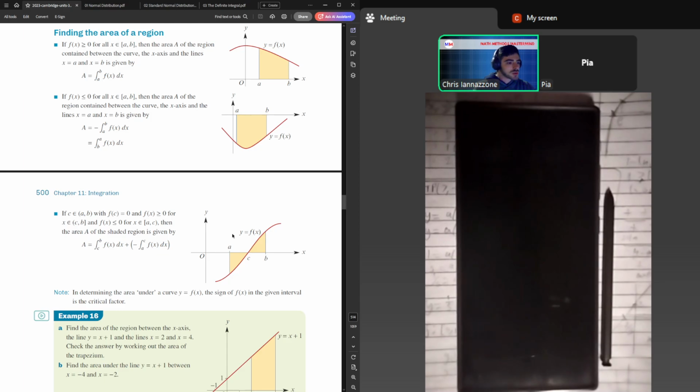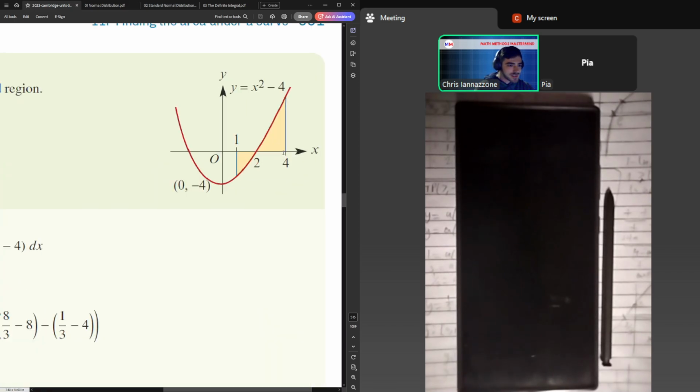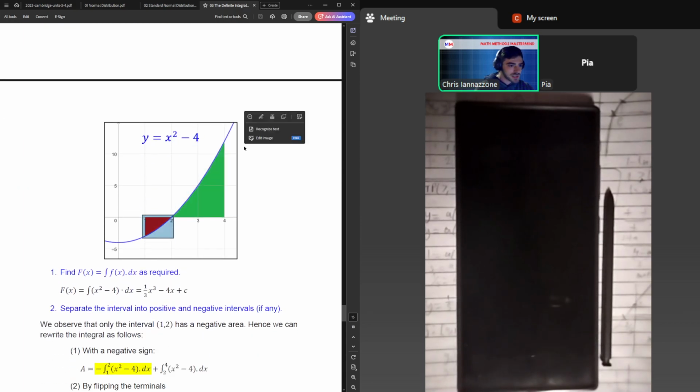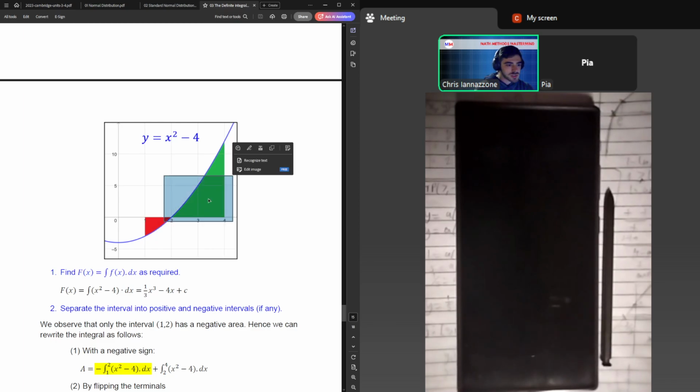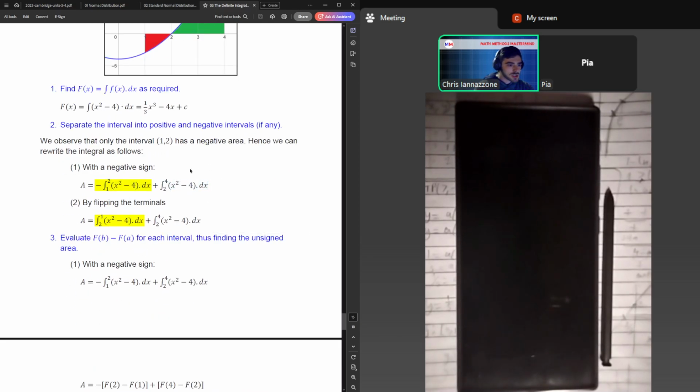In a lot of cases though, you don't actually want it to be considered signed, you want all of it to be considered positive. And so what you do in that sort of circumstance is you start by splitting the integral up into two separate sections. If you consider that exact same graph, you can see there's clearly a positive section and a negative section. The negative section goes from 1 to 2, the positive section goes from 2 to 4. So you split it up into two individual sections. The function stays exactly the same, but now you've got different terminals.